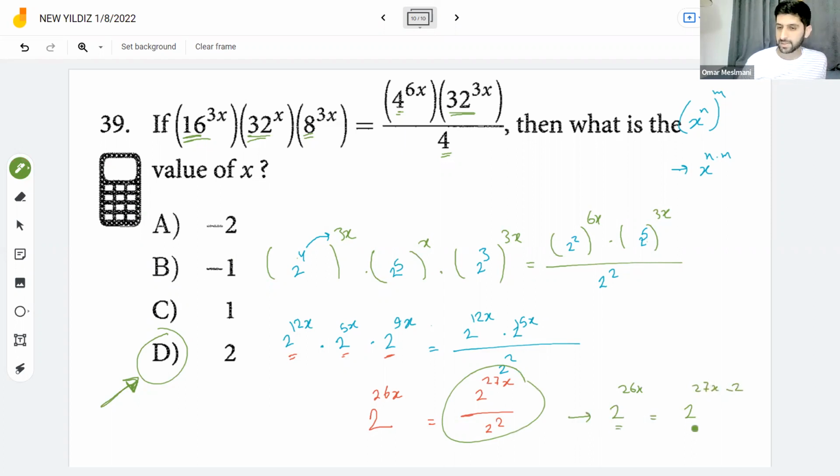Now I have the same bases, yes, I do. So the power here is equal to the power there. So my final thing to do is 26x equals 27x minus 2. I'm going to move 2 left and move 26x right. That's going to be equal to 27x minus 26x, which equals 2. And then x equals 2. And that's how you get it.